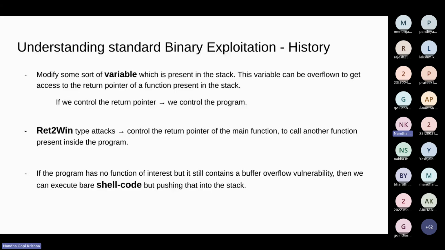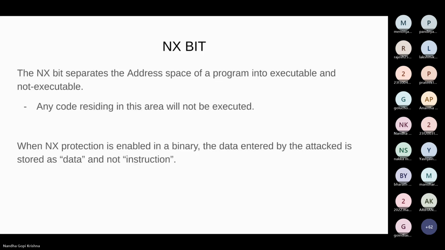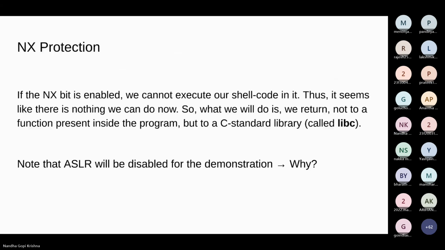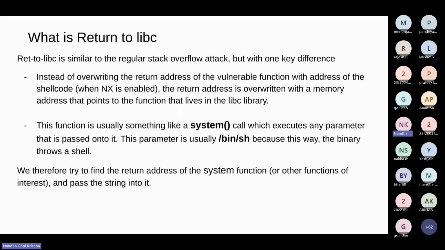Anyways, coming back. So as you can see, the normal type of attack that we did before, modifying the return pointer and inserting our own shellcode, will not work. So how do we get around this? What we do is similar to a normal stack overflow attack. The only difference is that instead of overwriting the return address with our own shellcode, we will overwrite it with a pointer into libc. So what is libc?